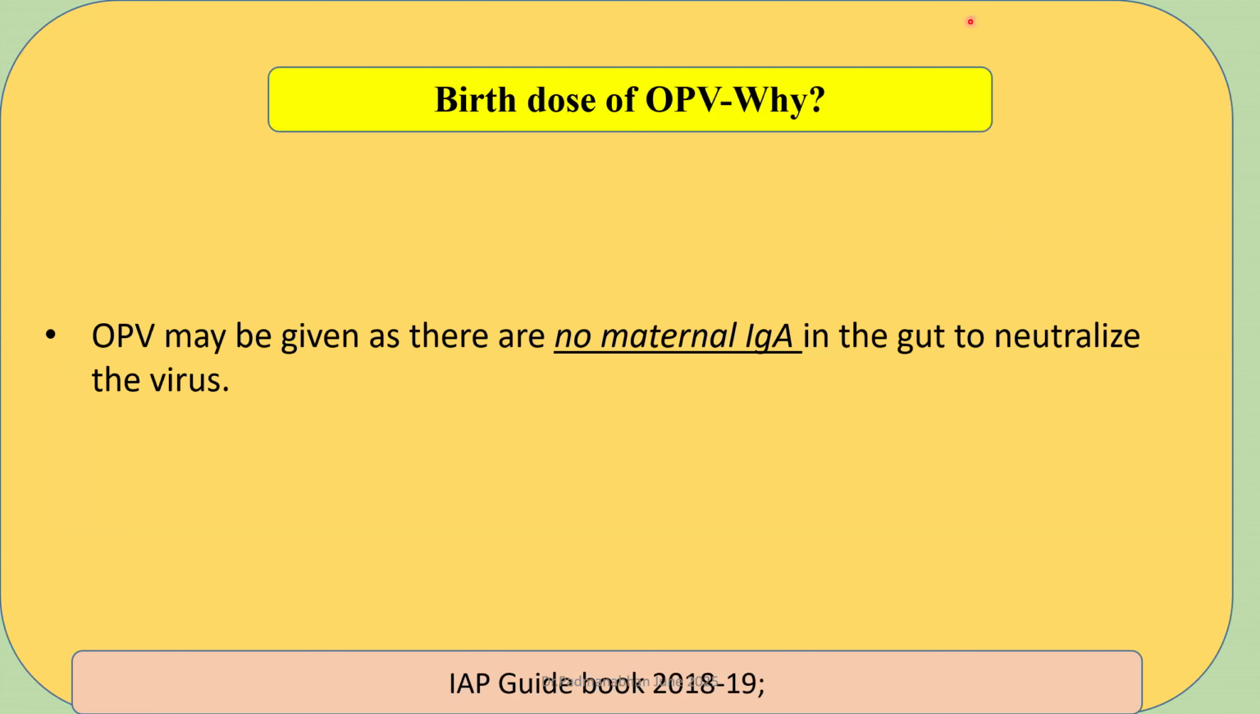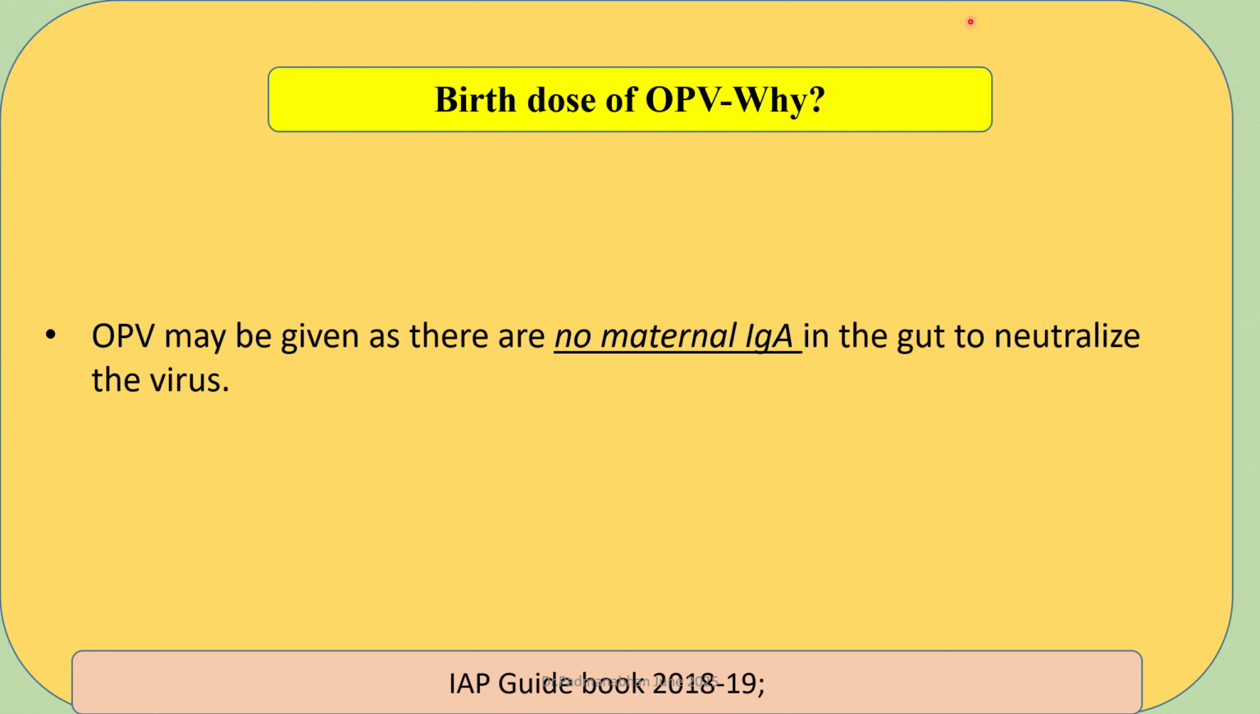Therefore, the virus can multiply in the gut because there is nothing to prevent it from multiplying. There's no maternal IgA in the gut at that time. Therefore, there are solid reasons. This is given for priming.